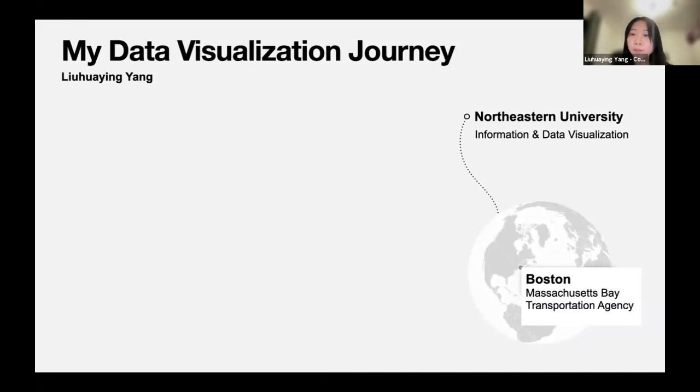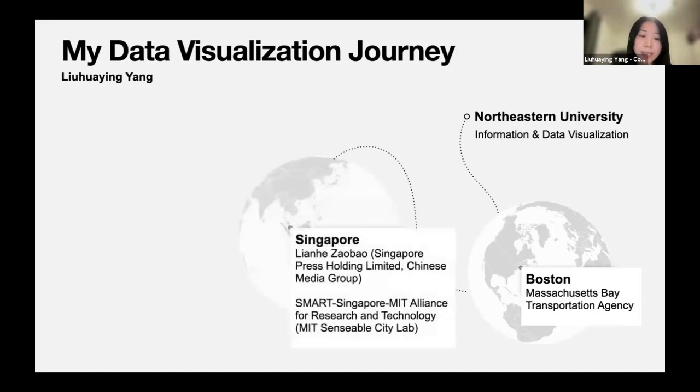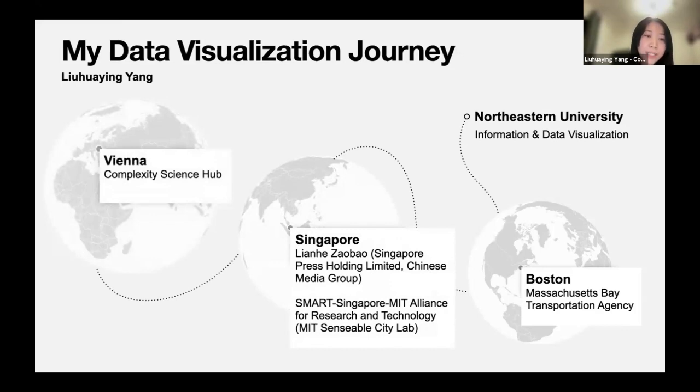My background is information and data visualization. I studied at Northeastern University, where I had the opportunity to work with their local transportation agency to create database tools. After that, I moved to Singapore, where I worked with the MIT Sensible City Lab office there, and later with a Singapore Chinese newsroom to create data-driven stories. A few years ago, I moved to Vienna and joined the Complexity Science Hub.